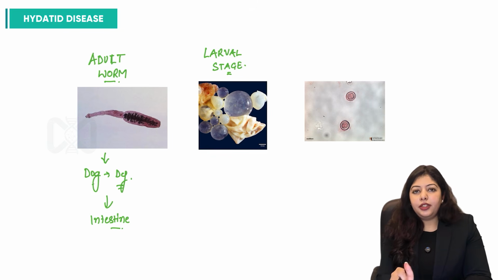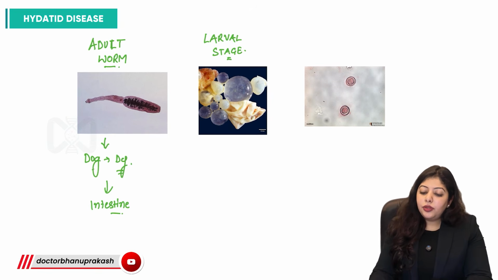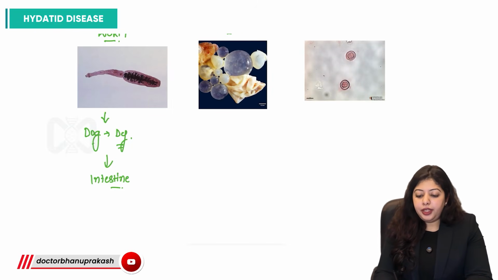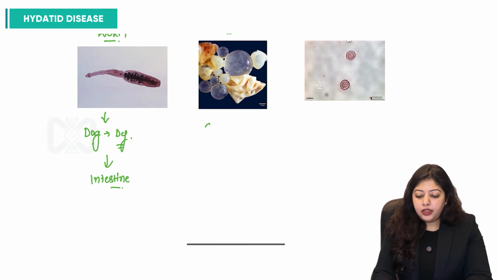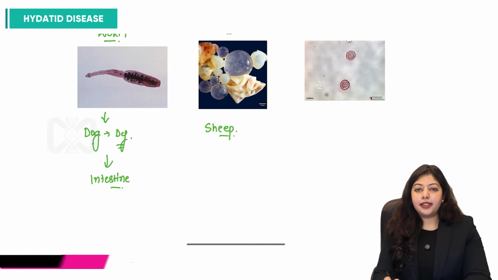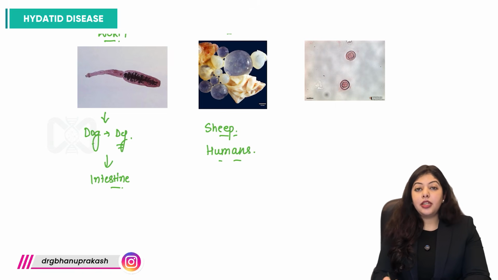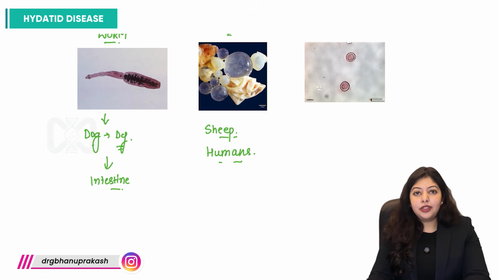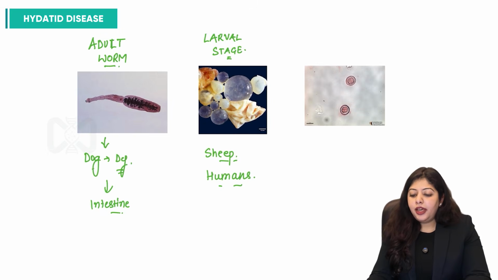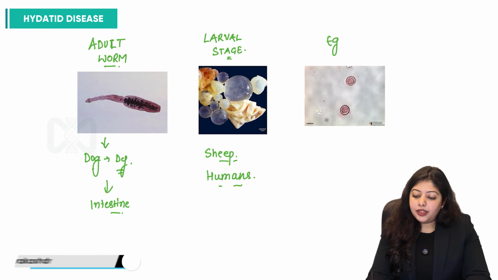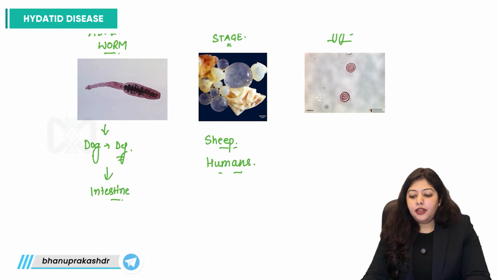Then the second stage, which is the larval stage. So it goes the other way around: we first have the eggs, then the larval stage, and then the adults, right? The larval stage would be found in the intermediate host, the sheep, as well as humans. So you must remember that this cystic stage is the larval stage; the cysts which are formed are nothing but the larval stage. And thirdly, the eggs. Now eggs would be released in dog feces, right?